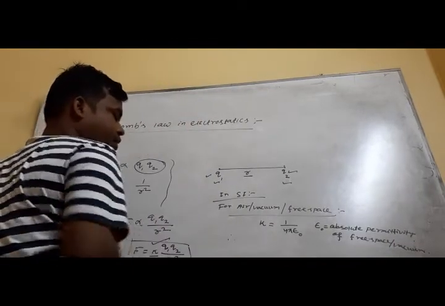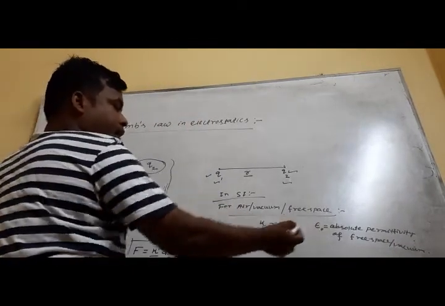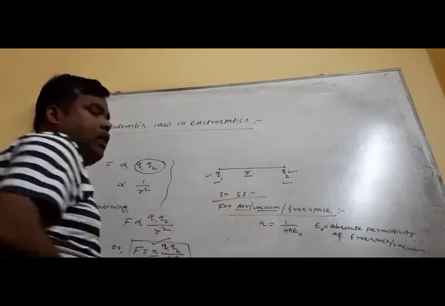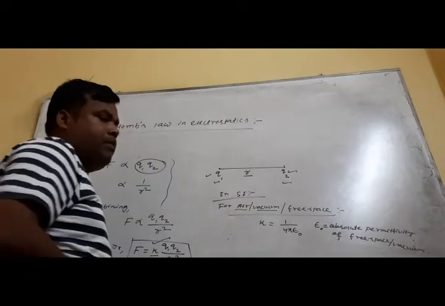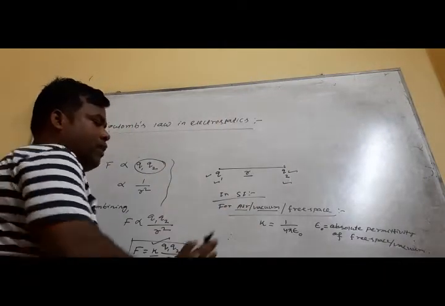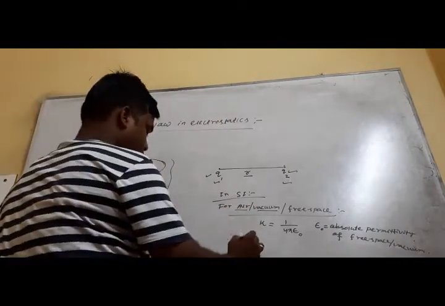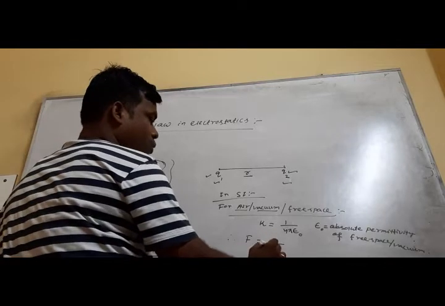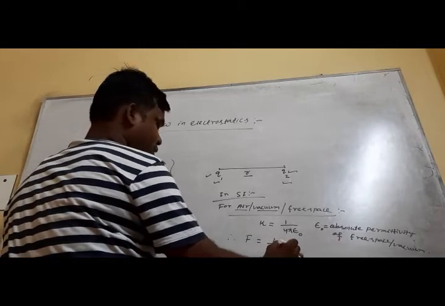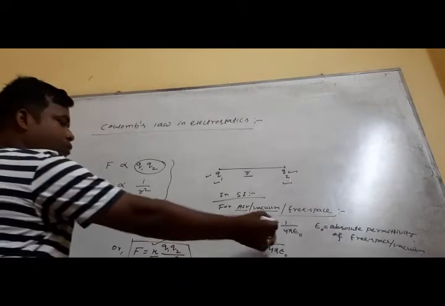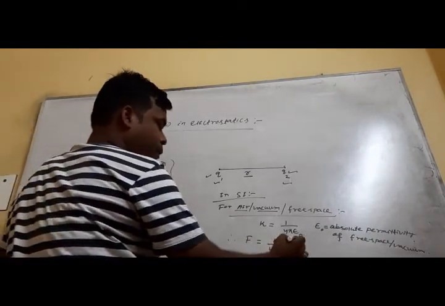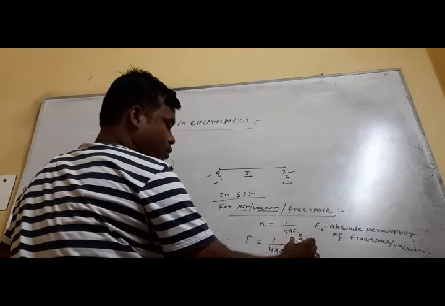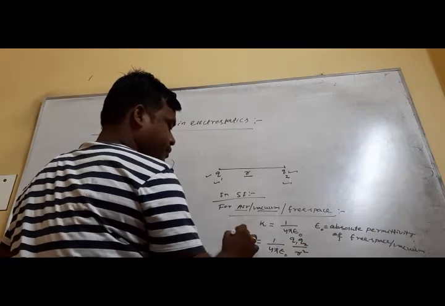The absolute permittivity for air and vacuum are almost equal. So I have taken air and vacuum, but they are not exactly equal, it is almost equal. Therefore F is equal to 1 by 4 pi epsilon 0. In place of k, you put 1 by 4 pi epsilon 0. So the force becomes 1 by 4 pi epsilon 0 Q1 Q2 by R square.